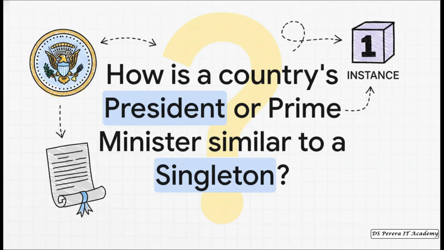And finally, to make sure this concept really sticks in your head for good, I want to leave you with one last thought. Just think about a country's president or prime minister. In most governments, there can only be one leader at a time, right? That's your single instance. And there are official, established ways to communicate with them. You can't just create a new president whenever you feel like it. That's your global access point. If you think about how that system works to maintain a single point of authority, it'll really help you remember the core principles of the Singleton pattern long after you've finished your exam.